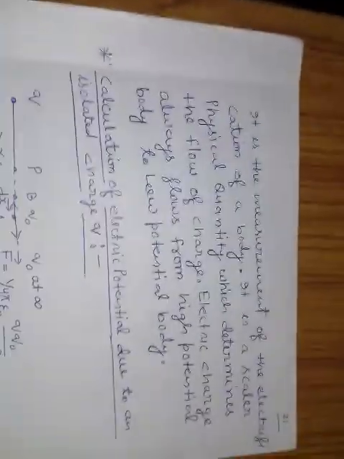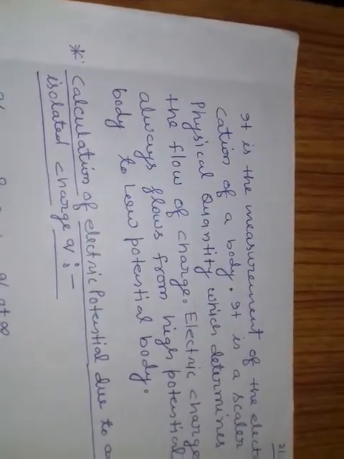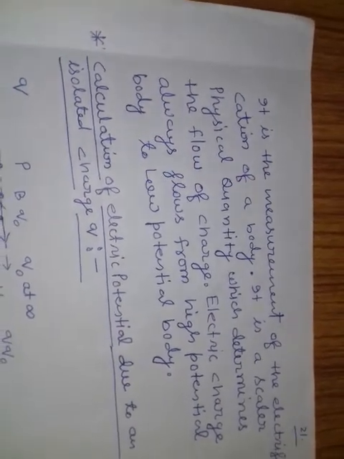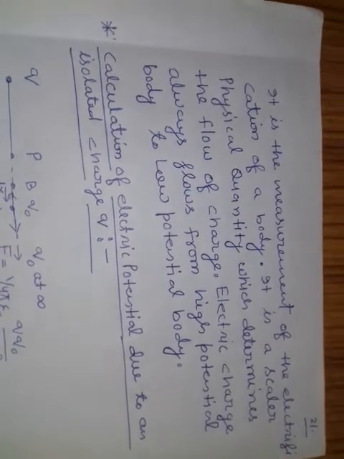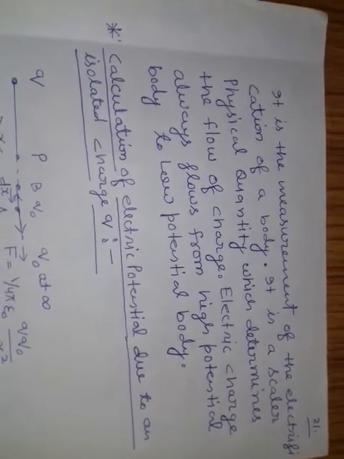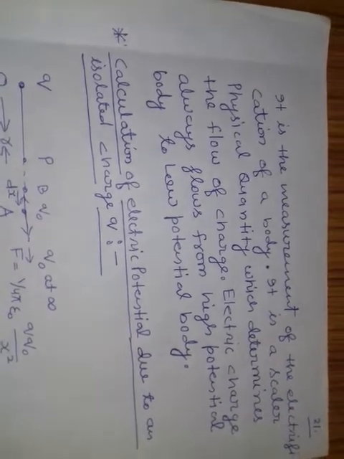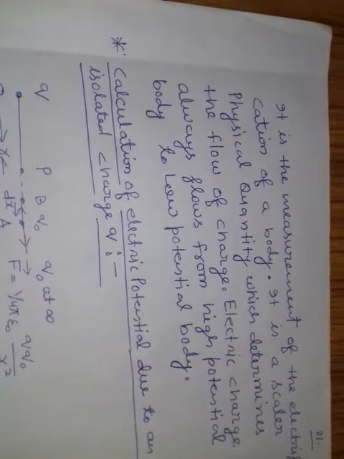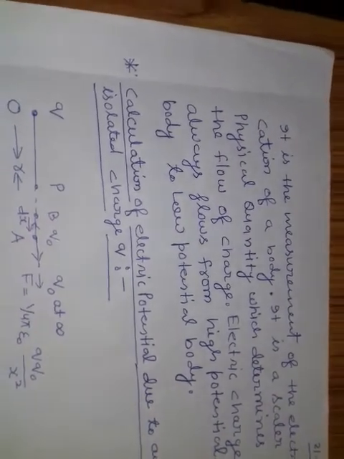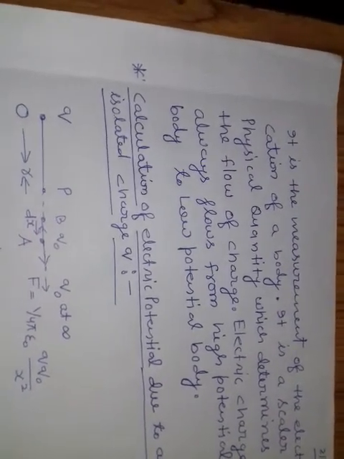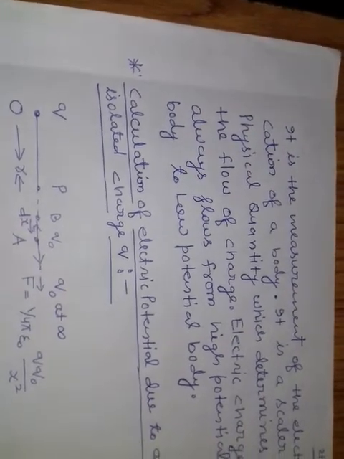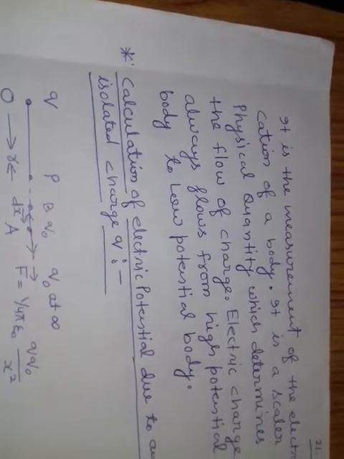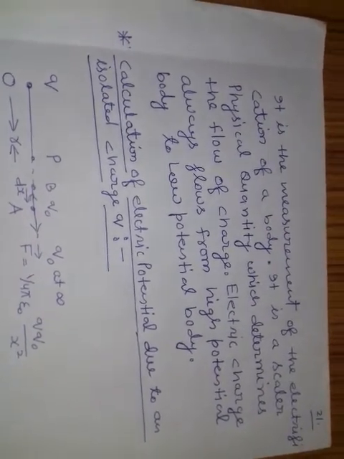Electric potential is also the measurement of the electrification of a body. It is a scalar physical quantity which determines the flow of charge. Electric charge always flows from high potential body to low potential body. Electron always flows from low potential body to high potential body. I already discussed regarding the motion of electron.